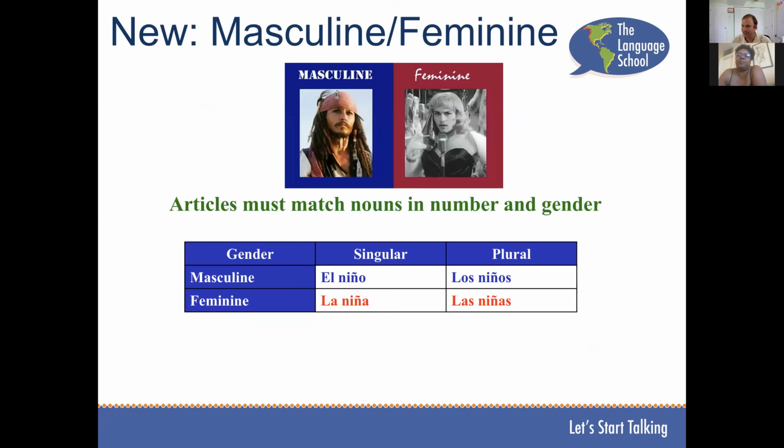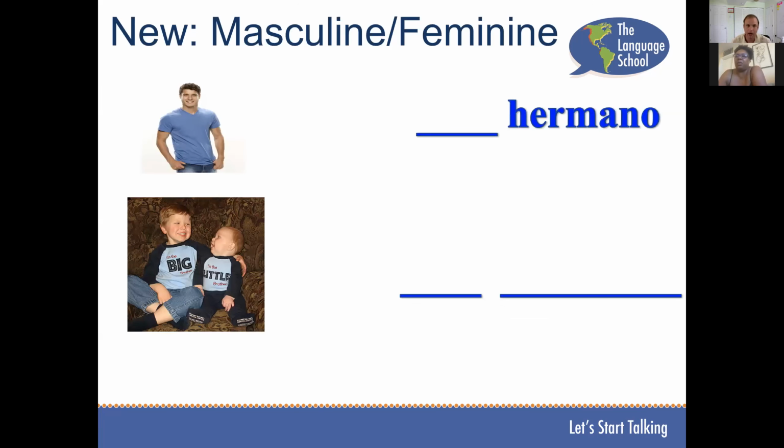This is where it gets fun because we've got a lot of different pieces that all need to match up together. Articles have to match the nouns in both number and gender. Singular, plural, masculine, feminine. Vamos a practicar. Fill in the article here to say the brother. El hermano. Uh-huh. And the H is silent in Spanish, so you'd say hermano. El hermano.